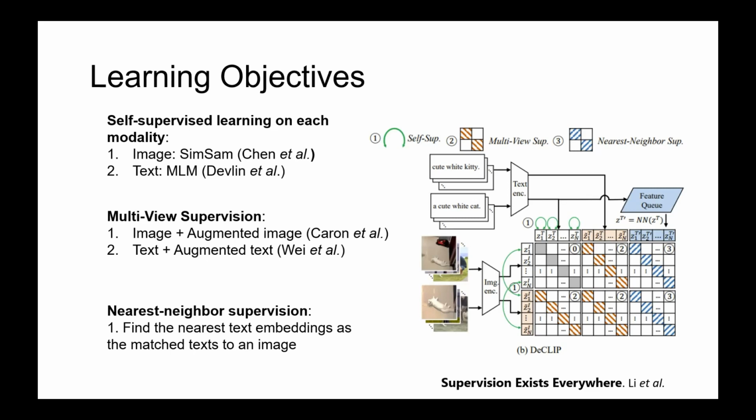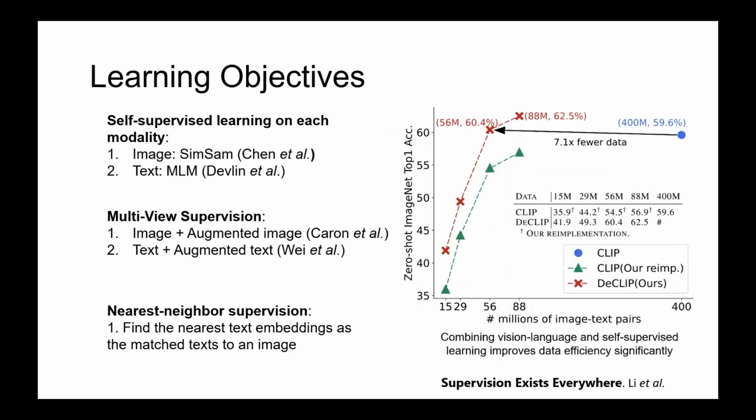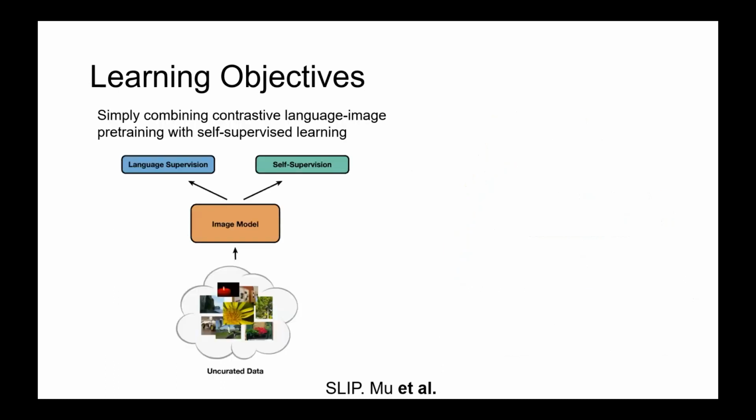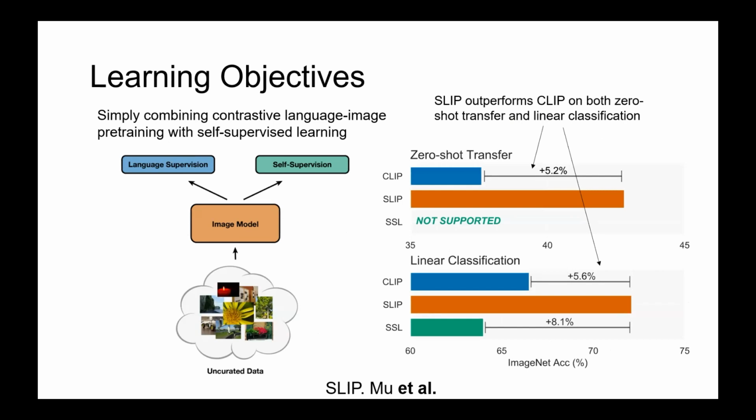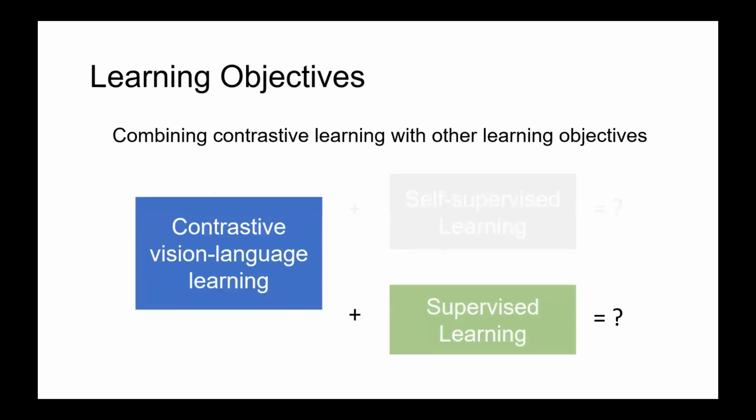Probably it can match multiple texts in the training set. And the performance, of course, is much better in terms of data efficiency. Given 7.1 times fewer data, the performance can match the original CLIP model. And similarly, there is another work called SLIP. This model is very simple: it just combines these two types of training methods and finally also achieves much better performance than the original CLIP model.